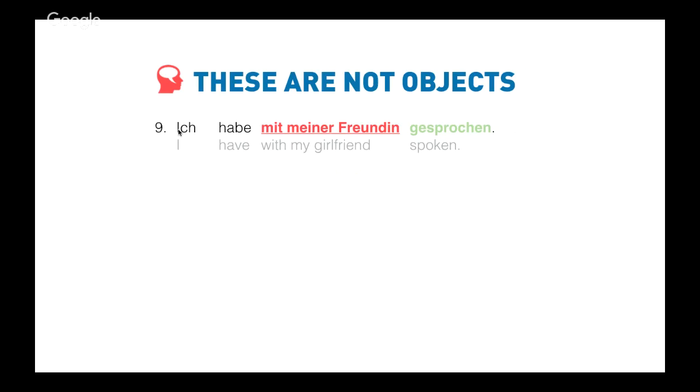I have spoken with my girlfriend. Gesprochen is the relevant verb, but we have no object here. The underlined text is dative, but because we used mit, that's a completely different matter. Mit is what we call a preposition, and whenever you have a preposition, you do not have an object.